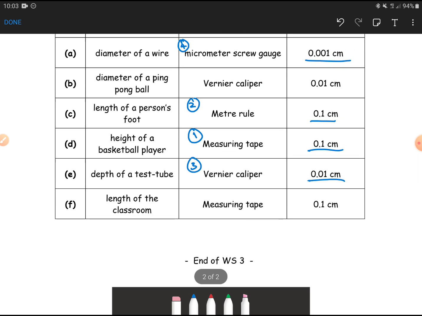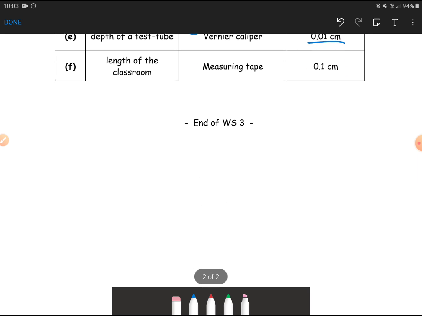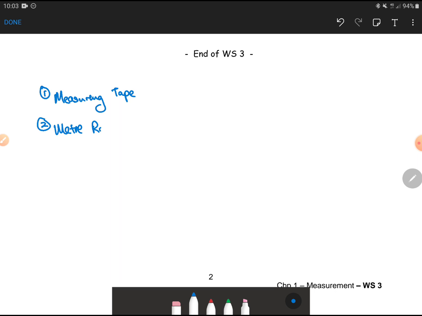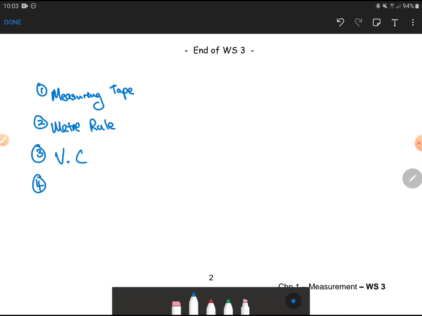Now, quick question: why do we need to have different equipment of different precision? The idea is actually very simple. Just to share with you a rough guideline, our 4 equipment over here: a measuring tape, our meter rule, our vernier caliper. I'm just going to write it as VC, so everyone should know how it's spelled. And then, of course, our micrometer screw gauge.